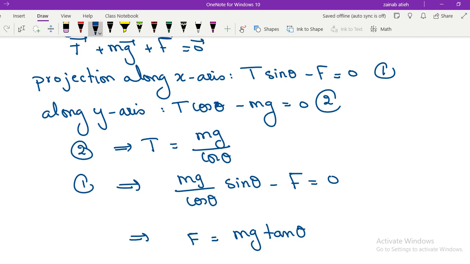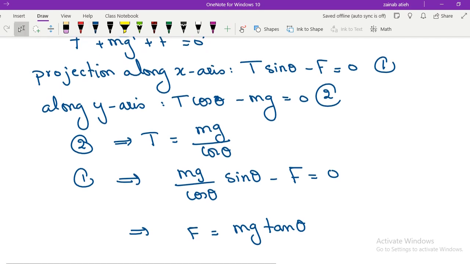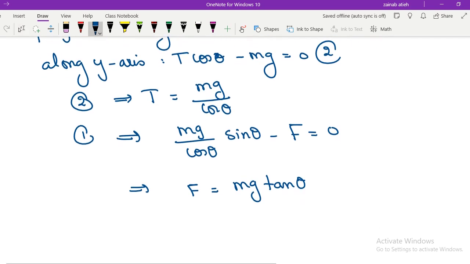Okay, let's get F. F is a magnitude, because when we project we use only magnitudes. We never use the algebraic value; the sign we put outside. I put minus mg, minus F. The sign is always outside in the projection. The quantities mg, T and F are magnitudes. So F is a magnitude.